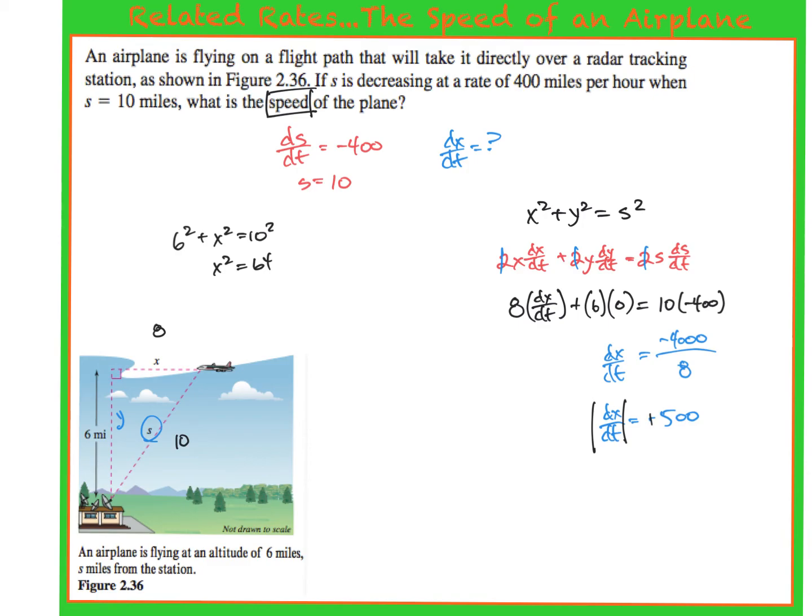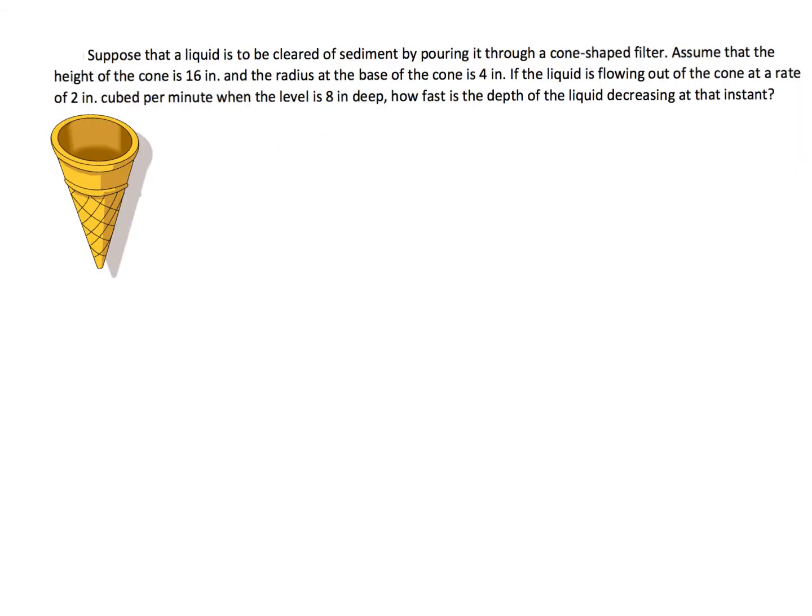Okay. All right. Well, here we go. You're like, that was over hard. All right. I need another reader. Thanks, Gunner. Suppose a liquid is to be cleared of sediment by pouring it through a cone-shaped filter. Assume that the height of the cone is 16 inches. And the radius of the base of the cone is 4.